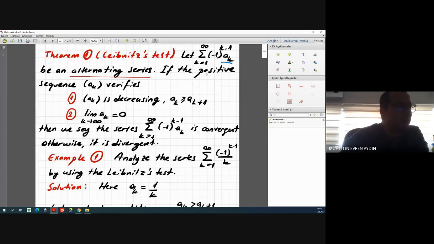This test works in such a way that if the positive part of an alternating series holds these two conditions, then it's convergent, otherwise it's divergent. So let's recall these conditions. The positive part must be decreasing, and its infinite limit must be zero.